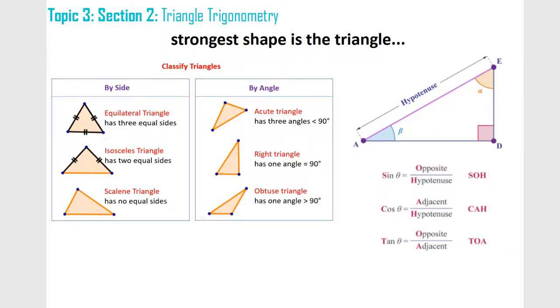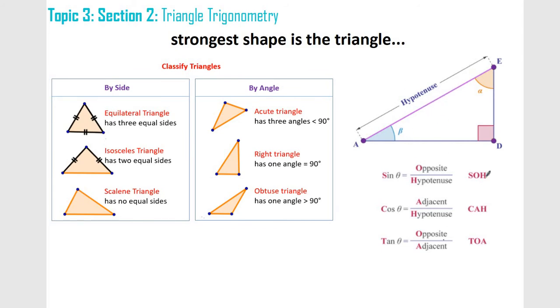Hello. Today we're going to talk about Topic 3, Section 2, Triangle Trigonometry. So basically, all of geometry. This is where it comes from. The biggest part of geometry and the strongest shape out there is, of course, the triangle. You can name them by their sides or by their angle. You should know this vocab.